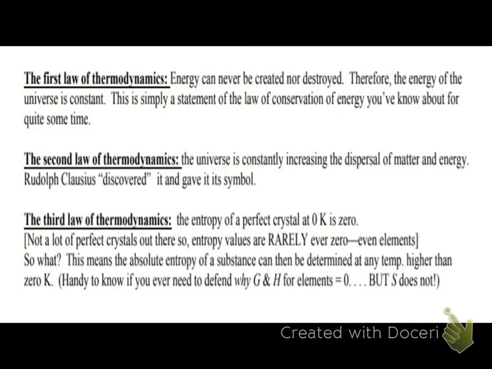There's no such thing as a perfect crystal, so this is not really going to happen. But entropy values are rarely ever 0, even for elements. Unlike our delta H values for the elements, which were 0, they won't be that way for entropy. This means that entropy can be determined at any temperature higher than 0 Kelvin, which is pretty much all of our temperatures. We don't need that for this unit.